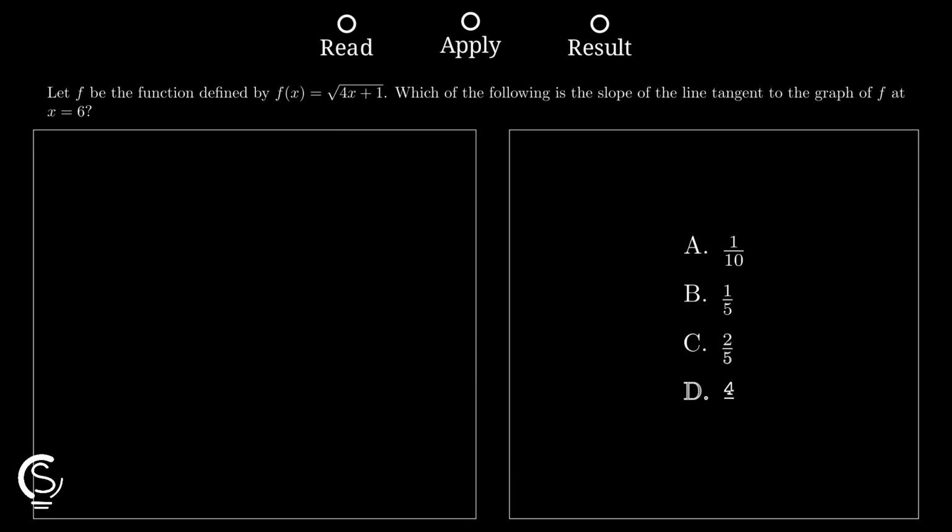First, we need the derivative of the function. Using the power rule and chain rule, the derivative of the square root of 4x plus 1 is 2 divided by that root.